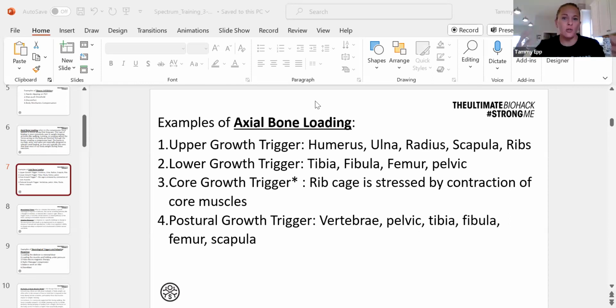Your bigger bones like the humerus, ulna, radius, scapula, tibia, fibula, those big bones, they do need that axial load and a large amount of load in order to trigger that high level of osteogenesis. The ribs aren't as needy. Okay, they're smaller, so they're cool with just responding to the push and pull and the stress of the muscles pulling on them, and the muscles giving them some movement there. So the core does that. The rib cage is stressed by contractions of the core muscles.